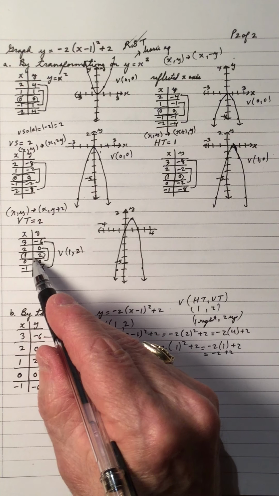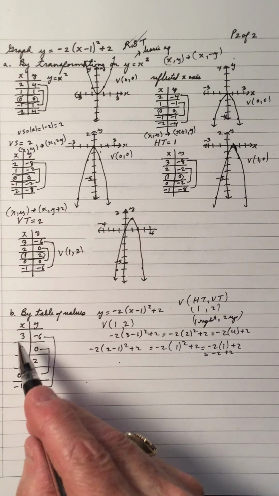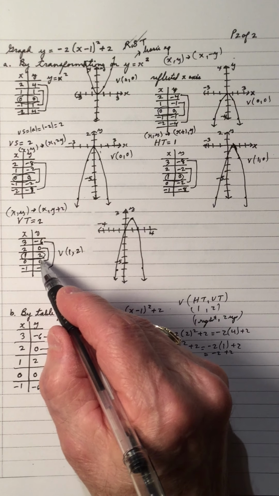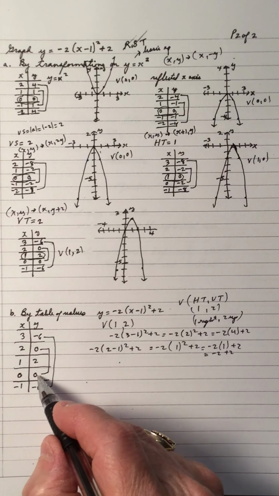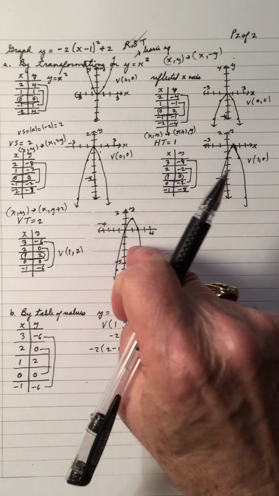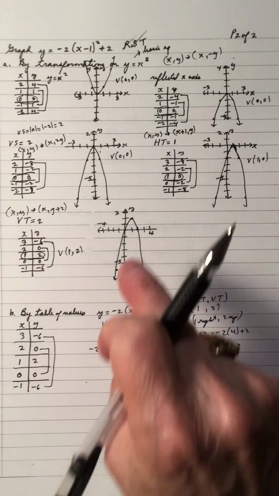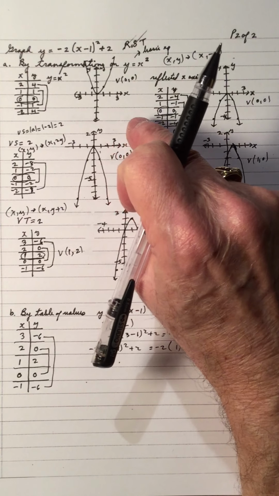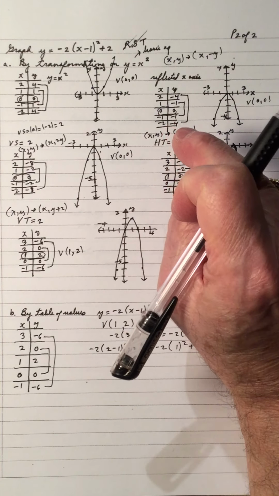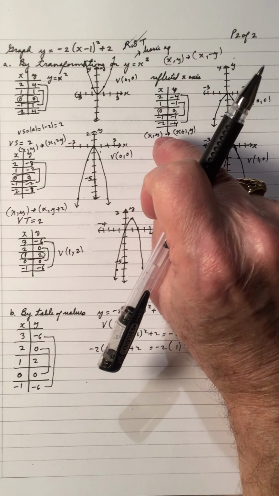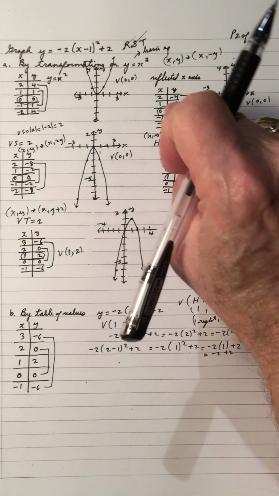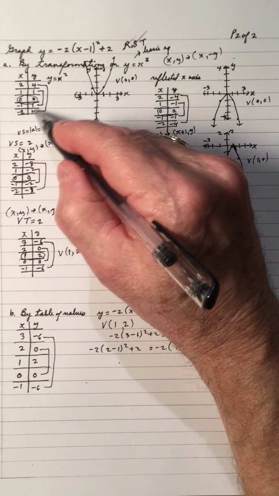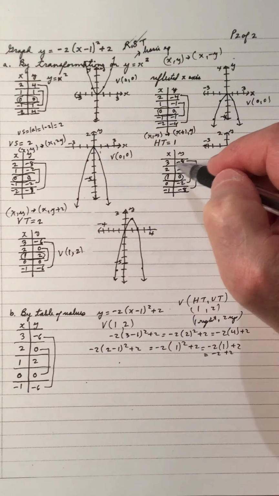And notice this table of values right here. x is 3, 2, 1, 0, -1, and y is -6, 0, 2, 0, -6. So this table of values is the same as this. So that's the graph right there. If I had to do this graph right here, it would be that one. So this is doing it by the transformation of a reflection, a stretch, and a horizontal translation, then a vertical translation. That's the way I explain how to graph a parabola from the basic table of values. This is how you do it this way.